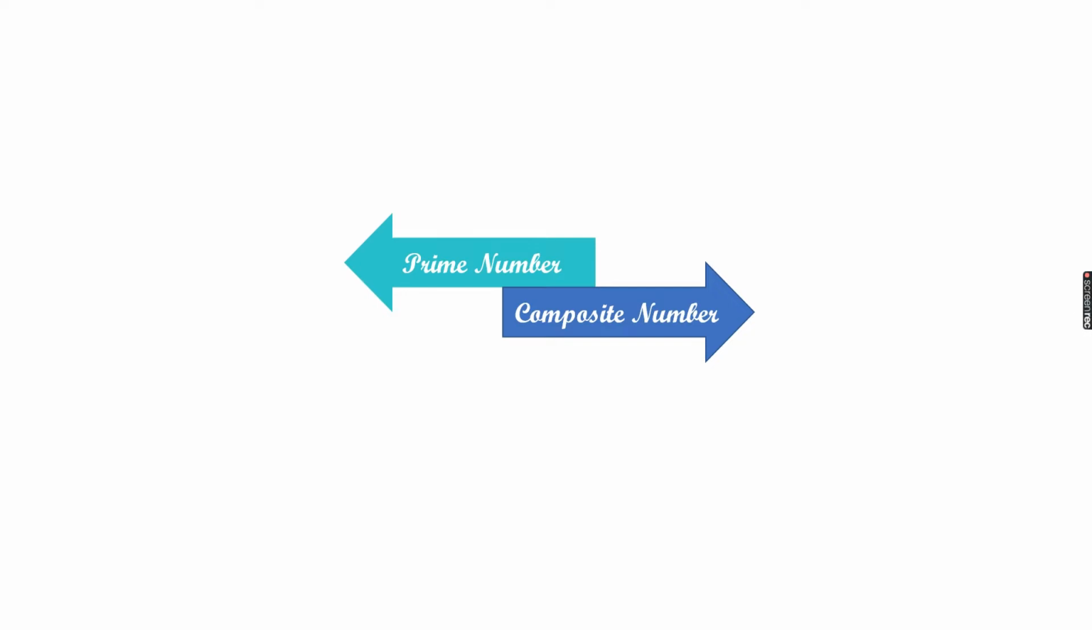So what is a prime number? A prime number is any number that has only two factors. That's a prime number. Whereas a composite number is the one that can have more than two factors.